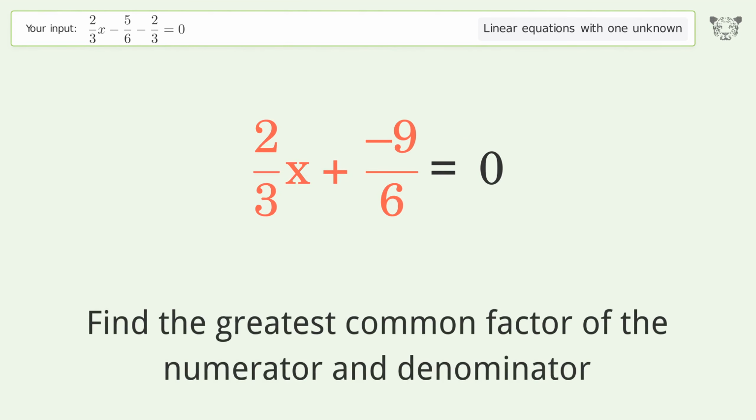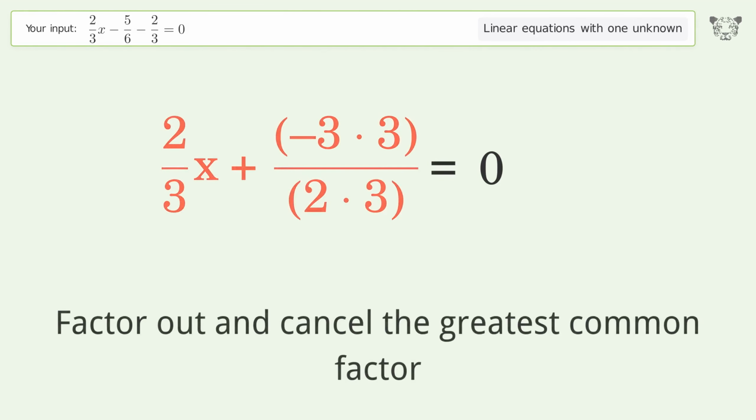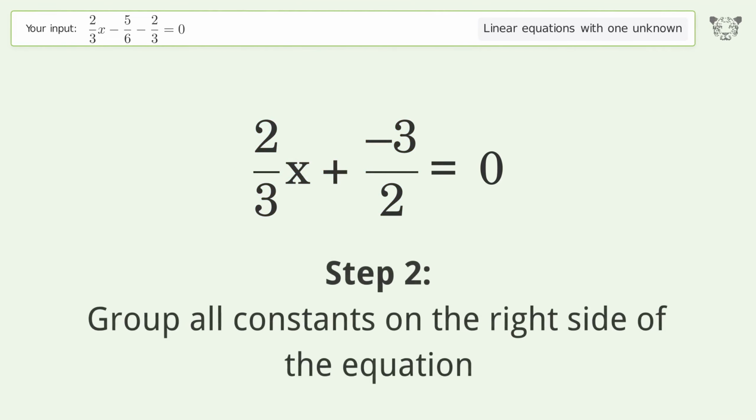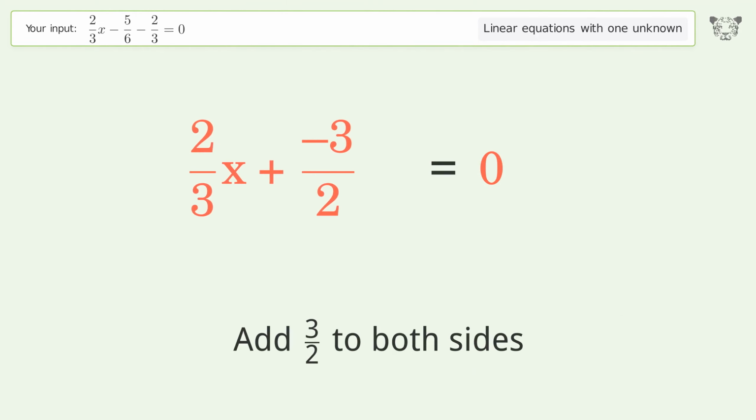Find the greatest common factor of the numerator and denominator. Factor out and cancel the greatest common factor. Group all constants on the right side of the equation. Add 3/2 to both sides.